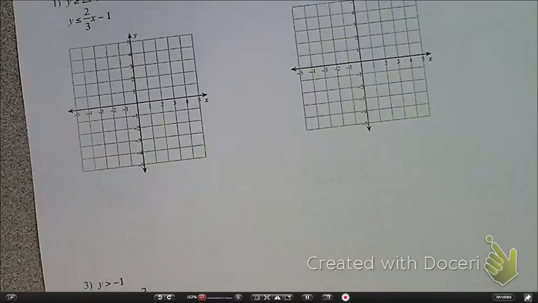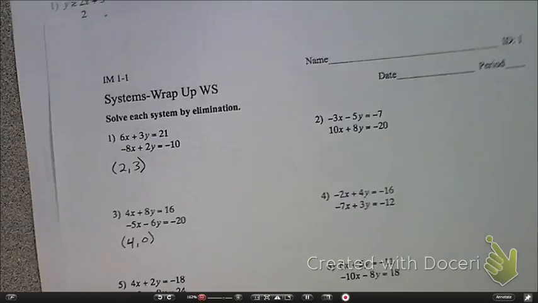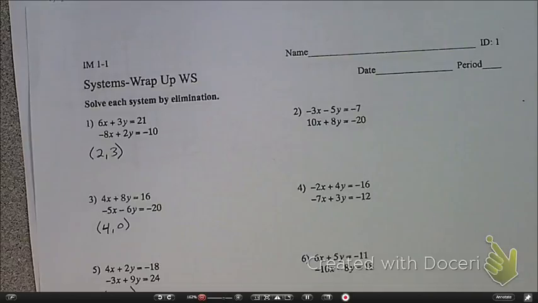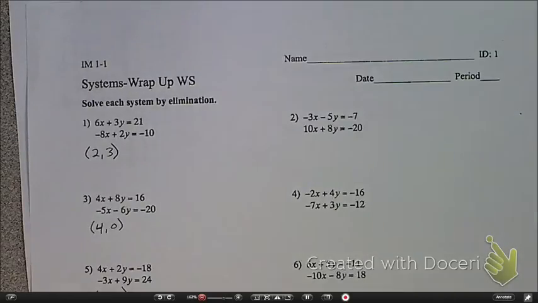Please be on your best behavior from here until the end of the period, and please get all your work done. You also have the assignment from yesterday, which was this one here, to complete and make sure it is fully done, because I will be checking it tomorrow.